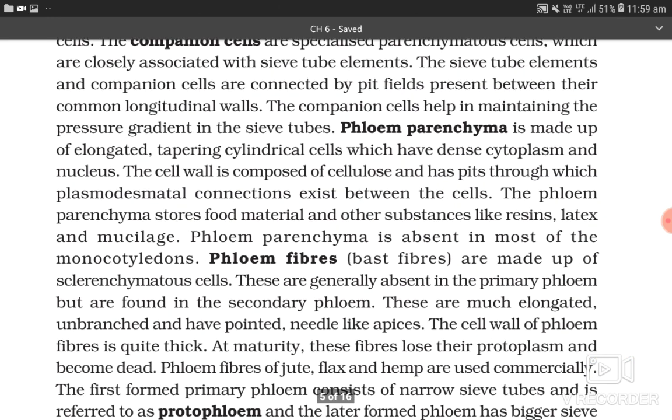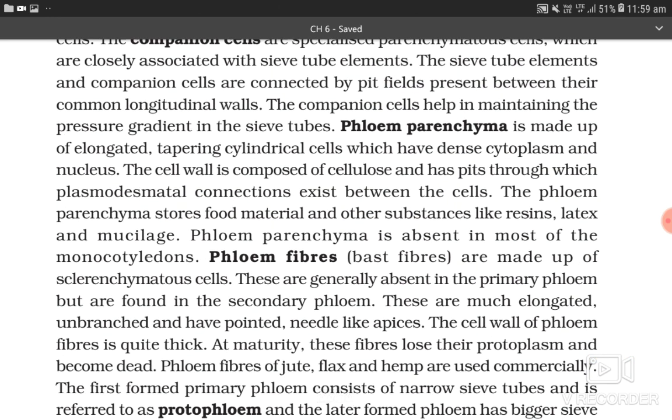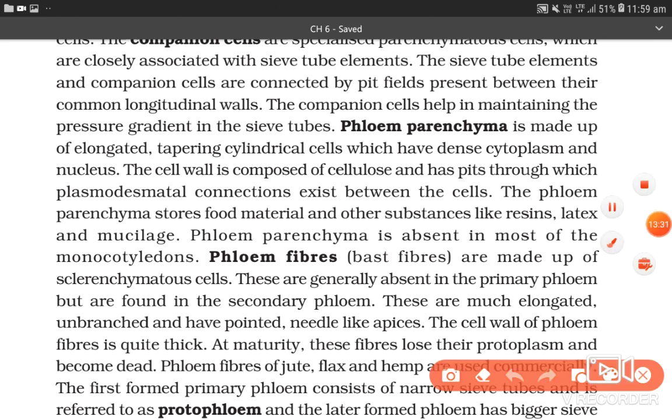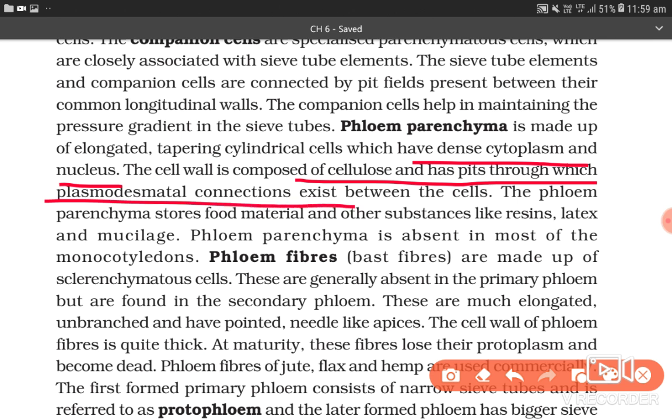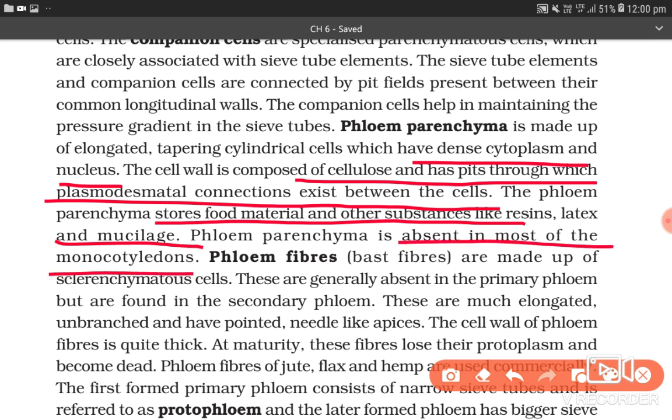Phloem parenchyma is made up of elongated, tapering, cylindrical cells which have dense cytoplasm and a nucleus. The cell wall is composed of cellulose and has pits through which plasmodesmatal connections exist between the cells. The phloem parenchyma stores food material and other substances like resins, latex, and mucilage. Phloem parenchyma is absent in most of the monocotyledons.